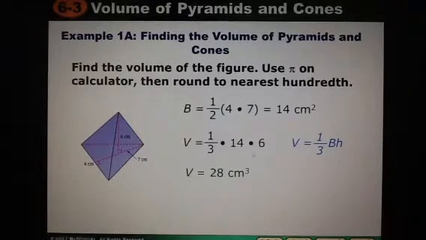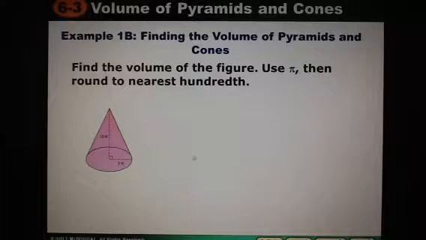We can rearrange these by the commutative property and put the 1/3 next to the 6 and get the 2, and then 2 times 14. And 14 is centimeters squared, 6 is centimeters, and centimeters times centimeters squared is centimeters cubed, which is what volume is, how many cubes will fit in, because it's 3-dimensional.